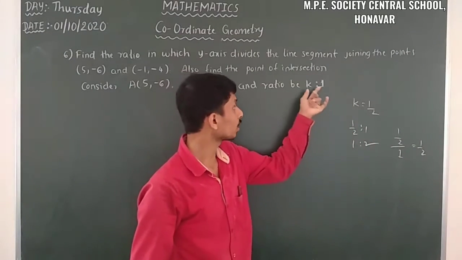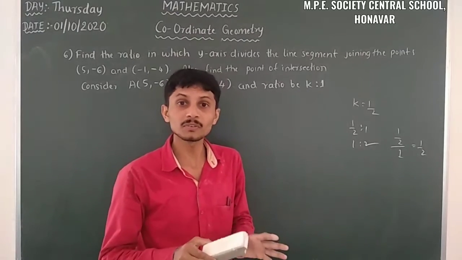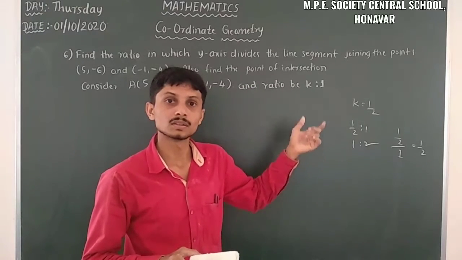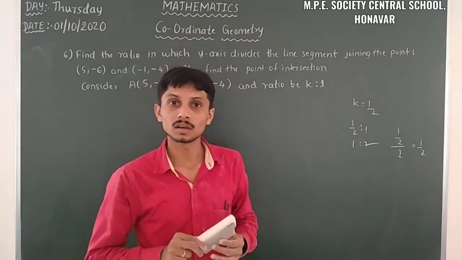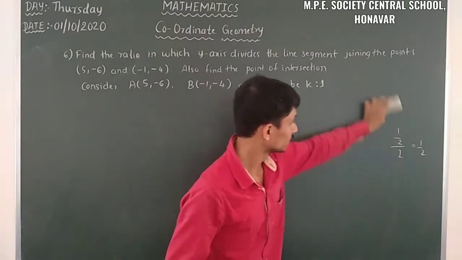So here the unknown value is only 1. So the amount of difficulty is reduced here. So only k becomes the unknown. When you take m1 and m2, both become unknowns here. So that's why I am taking k:1 here.